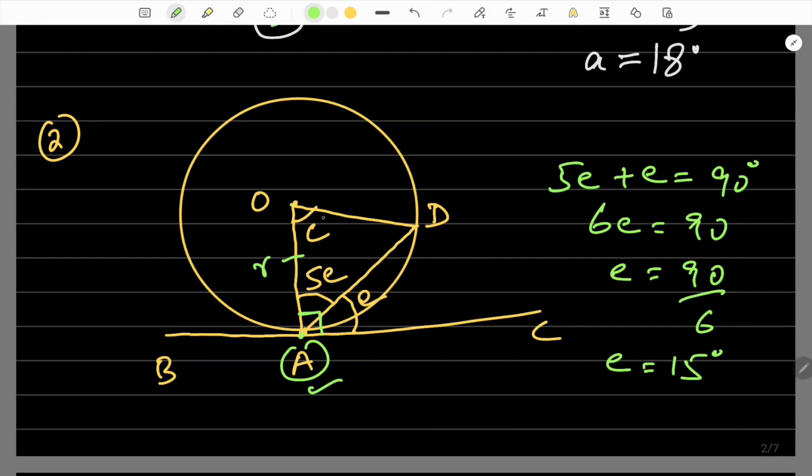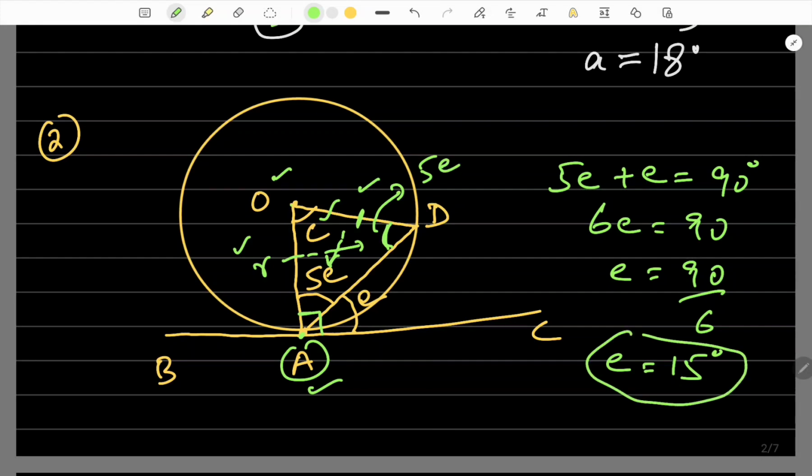Now we have to evaluate c. Again remember the basic properties. If the center is marked, look for the radius. So OA is a radius and OD is also a radius, which makes this triangle an isosceles triangle. Equal sides have equal opposite angles. This angle and this angle are equal. So if this is 5e, this is also 5e. And we have got the value of e.